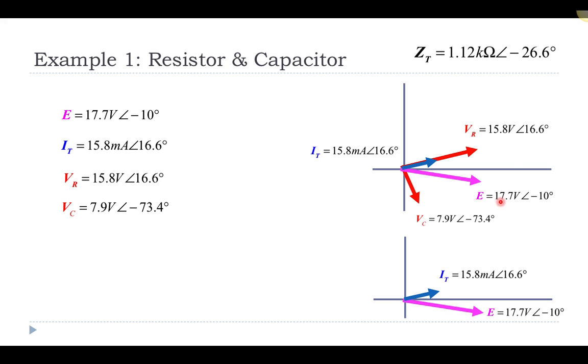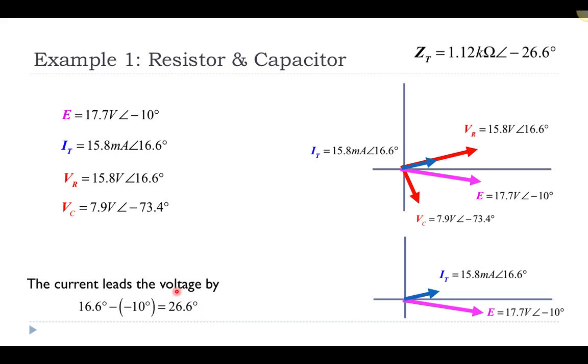Part of the question was to ask how the voltage of the source and the current that's coming out of the source are related to one another in terms of their shift. We see from this picture that the current is actually leading the voltage. It reaches its maximum first before the voltage supply does. And the angle between them is 16.6 minus a negative 10, which is 26.6. So the current leads the voltage by 26.6.